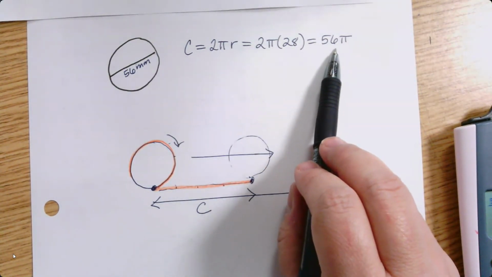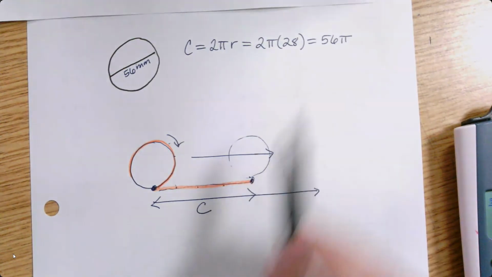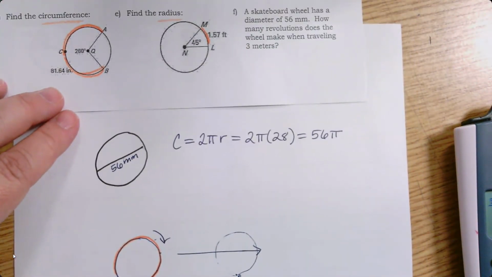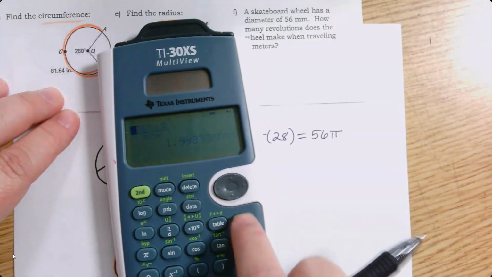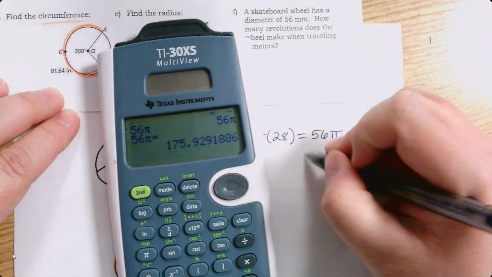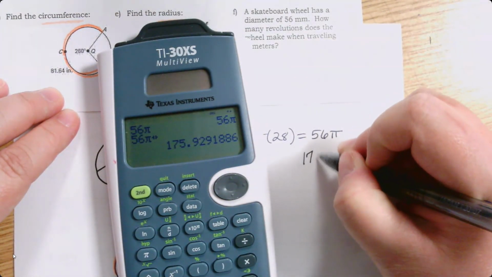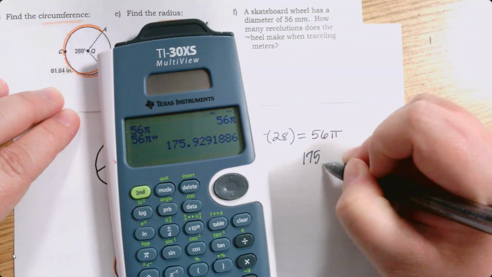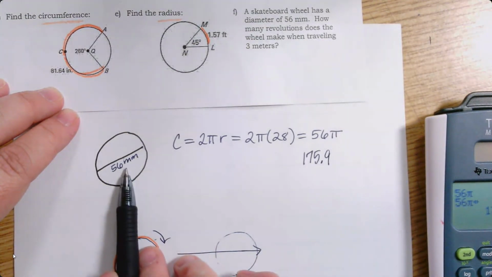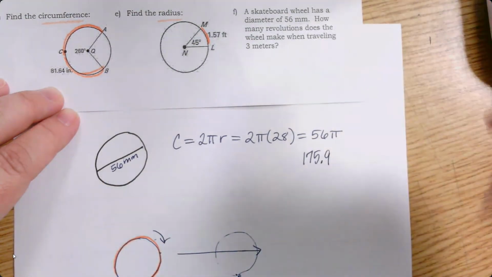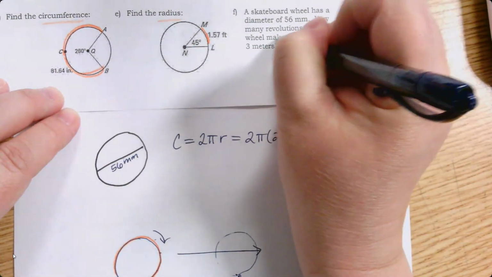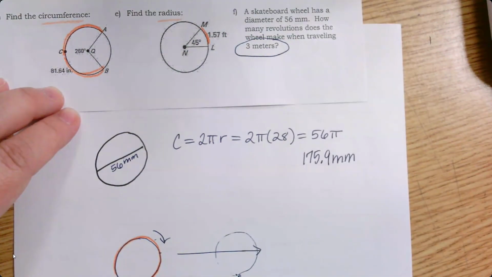how many revolutions this wheel makes when traveling 3 meters, let's go ahead and convert to decimals here so we can think of this a little bit more numerically. 56 pi is 175.9. We're just going to go with 0.9. Now, what we were taking this 56 from was millimeters. So that's 175.9 millimeters. So now 3 meters, we have to figure out what that is.